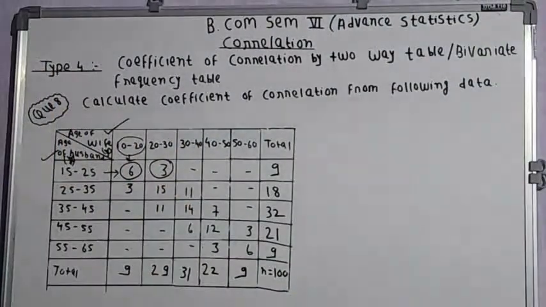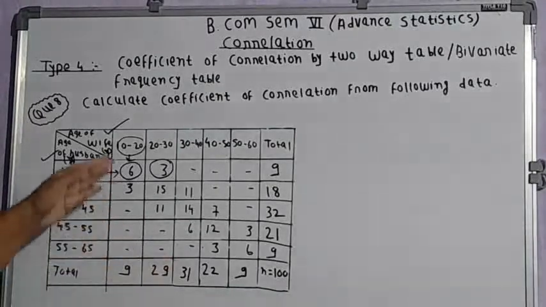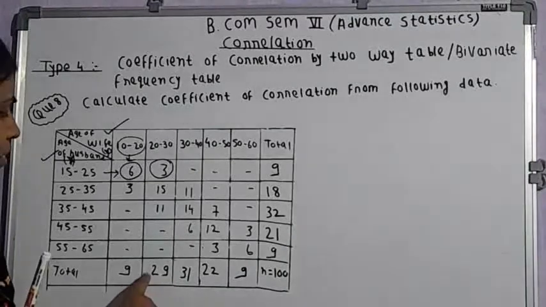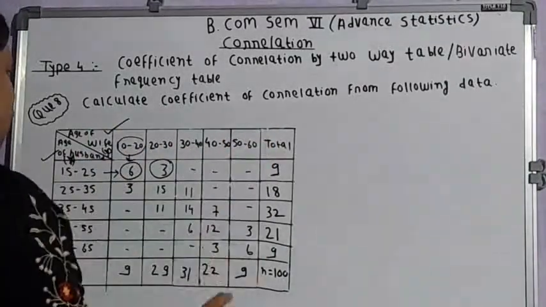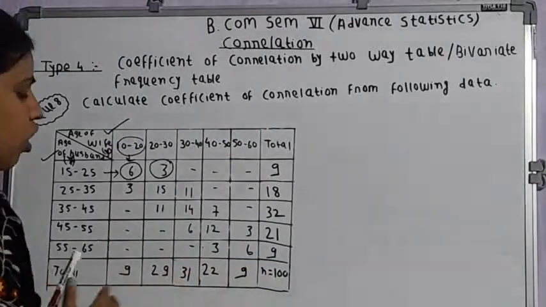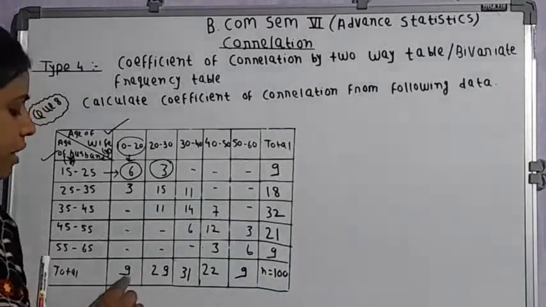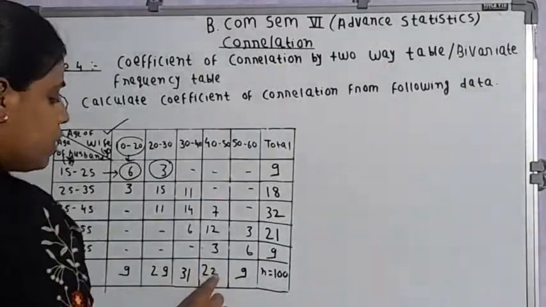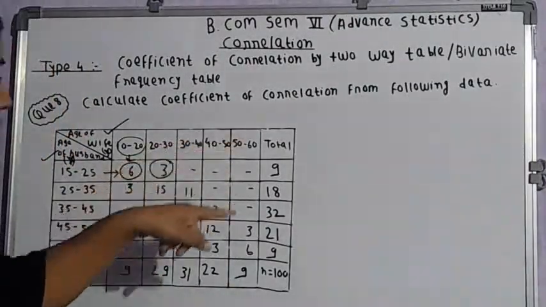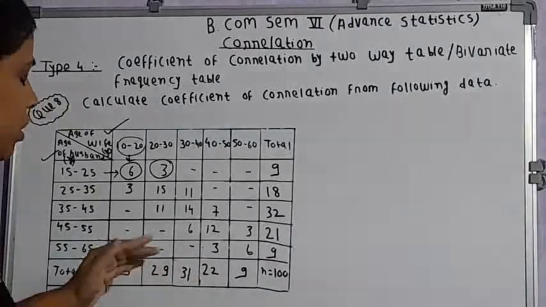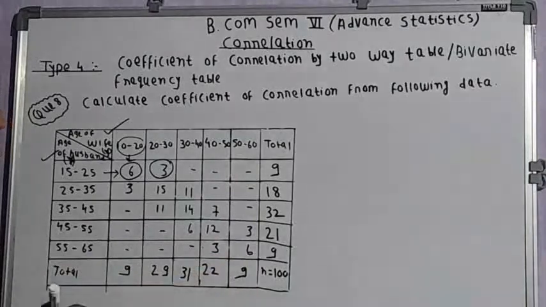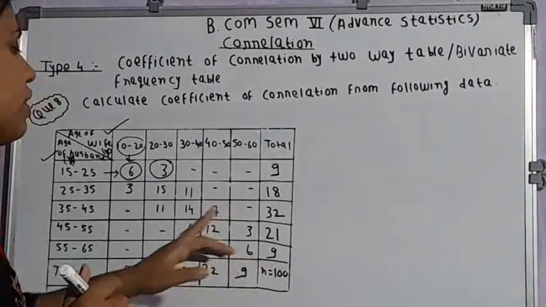Then again, if we make the total of the number of husbands, this is the total number of husbands that we have seen. Now if we make the total number of wives, it will become 9 plus 29 plus 31 plus 22 plus 9. So it would again become 100. Means the total vertically and horizontally is 100 only. So n is equal to 100 over here.